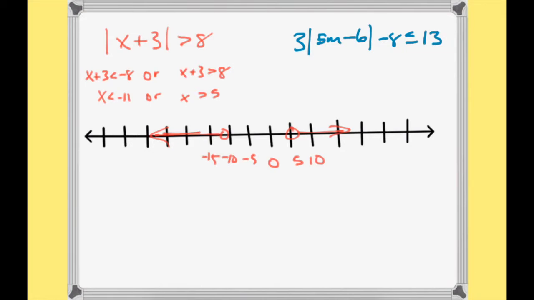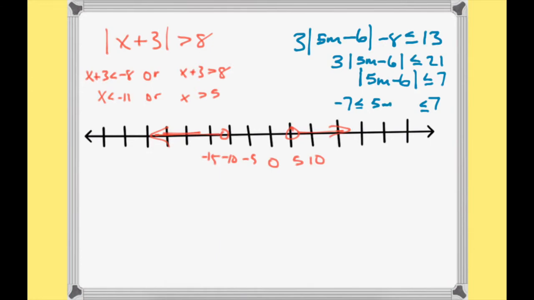For our blue one, we'd start by adding 8 to both sides, which gives us 3 times the absolute value of 5m minus 6 is less than or equal to 21. Dividing by 3 would give us the absolute value of 5m minus 6 is less than or equal to 7. And then we split, and our negative 1 gets the switched sign. Adding 6 to both sides gives us negative 1 is less than or equal to 5m, which is less than or equal to 13. Dividing by 5 gives us m is between negative 0.2 and 2.6.